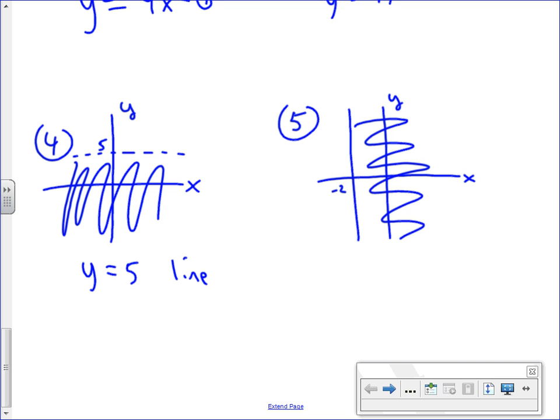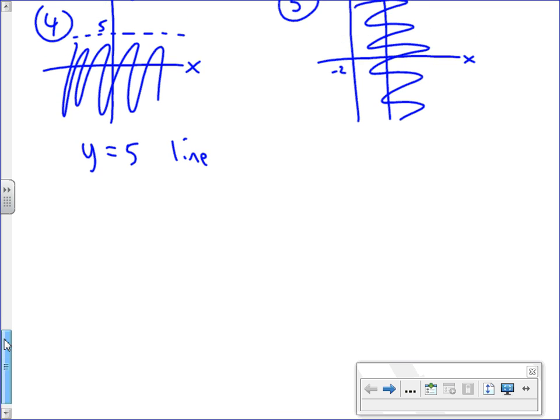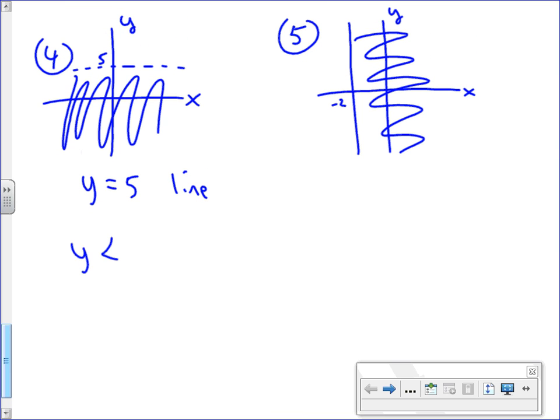Okay? And then you simply need to adjust it to show the inequality. Instead of equals, it's going to be less than. Is it going to have the equals on it or not? No. y is less than 5, and this is the answer to that. So this one's really quick and easy.